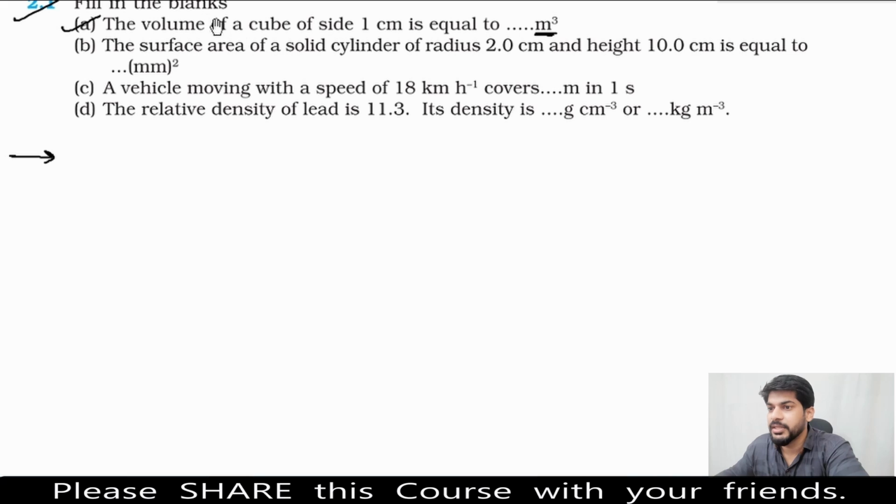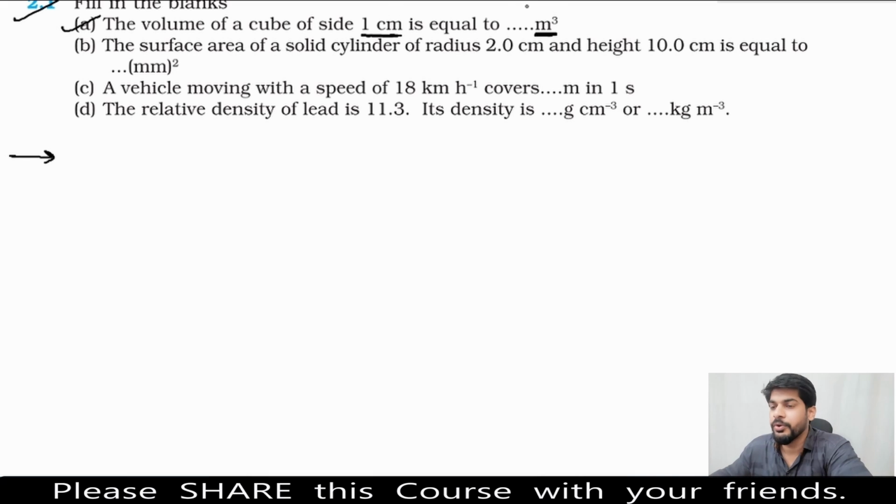So you can see that the sides are 1 centimeter. It is given in centimeters and you have to find out the answer in meter cube. So be careful over here. You have to convert the units from centimeter to meter. So just be a little bit careful over here.